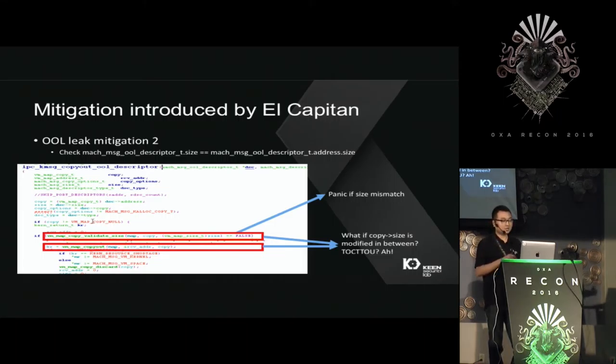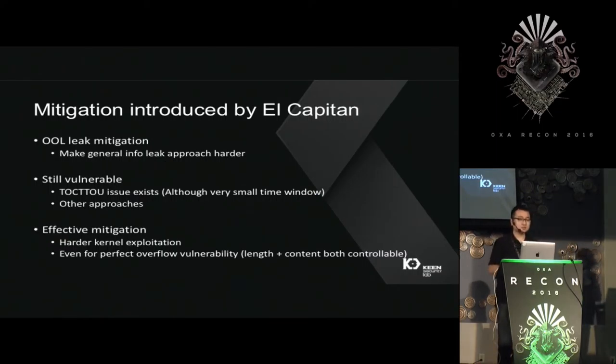So you can assume that the first check is passed, and in between the two checks, you can try to use another thread to do an overflow to that size. So if that succeeds, the race succeeds, then you can bypass this mitigation.